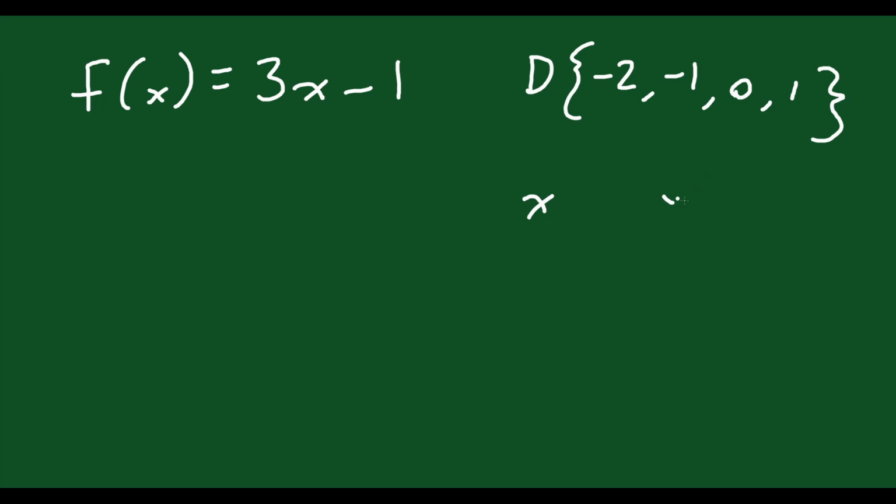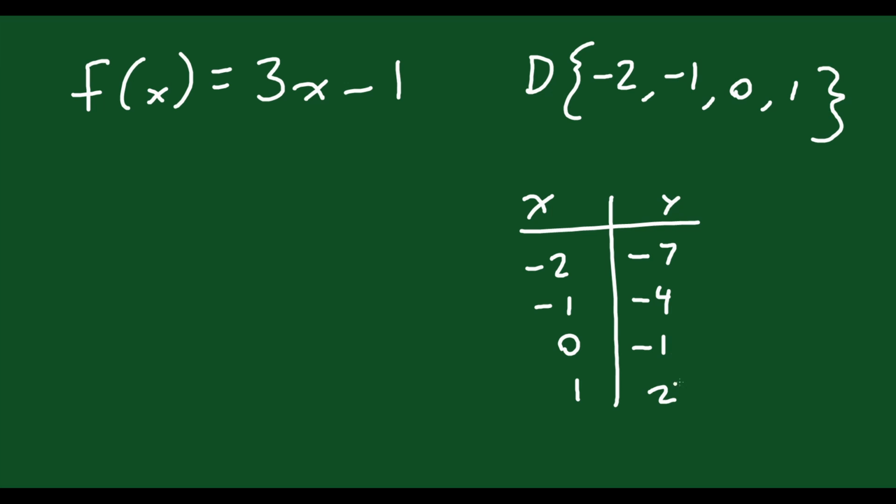So when you go to make your table of values, x and y, and you plug in the x values, -2, -1, 0, 1, you get -2 times 3 is -6 minus 1 is -7. For -1 you get -4, then -1, then 2. So these are the only points that you have on your function, right? Meaning that the function is discrete, right?